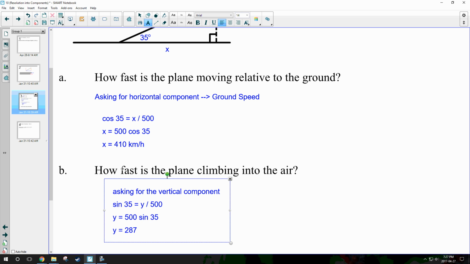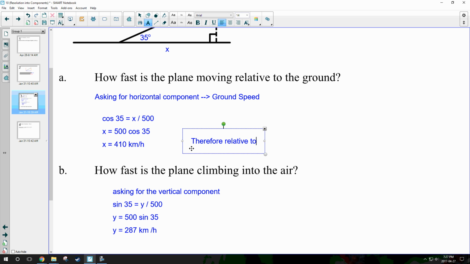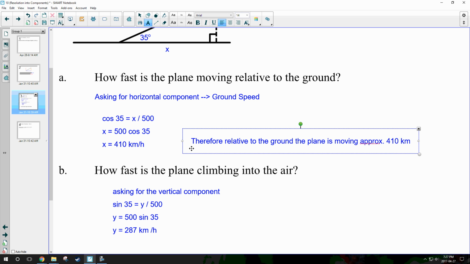And again, because it's asking for how fast the plane is climbing, that is a speed. So we need to throw our units in there. So that's 287 kilometers per hour. And these are word problems, so we should be throwing in therefore statements. So therefore, relative to the ground, the plane is moving approximately, because we rounded, approximately 410 kilometers per hour.